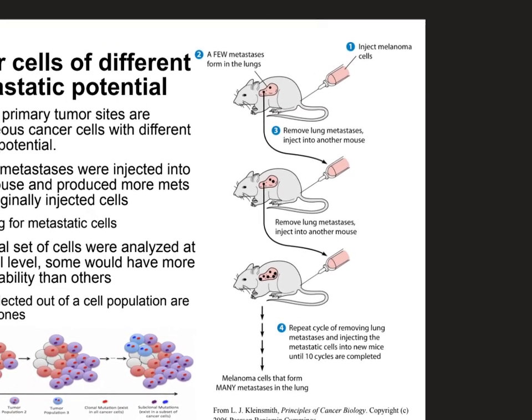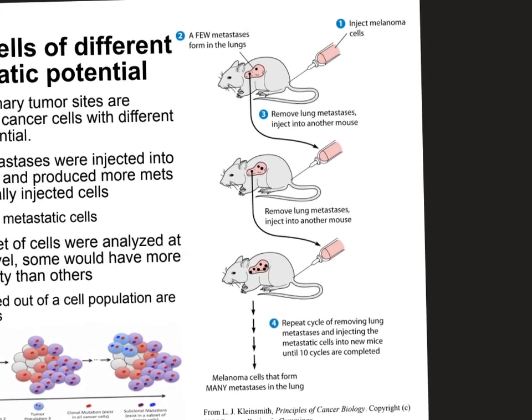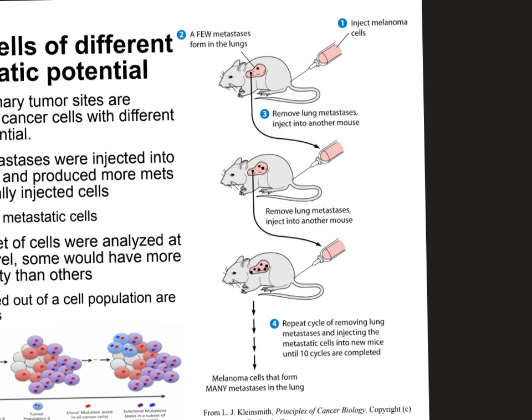We had started with a suspension of cells in step 1, and they could form a few metastases. Then we took those metastases, resuspended them, put them in a new mouse, collected them, resuspended them, put them in a new mouse, and did that over and over again. So we were basically selecting for cells that can form metastasis.